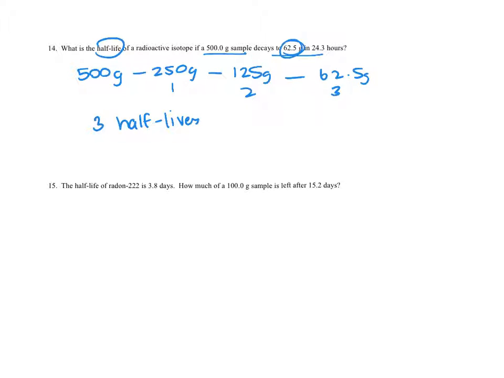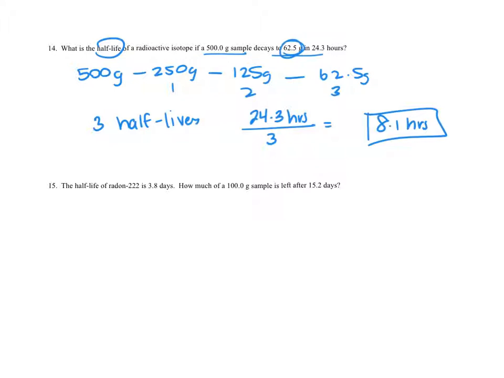So then what I do now is I take the 24.3 total hours and I divide that by the number of half-lives, 3, to get 8.1 hours as my half-life measurement. So again, notice what I did. I always take half, half, half, and count how many half-lives it gets to reach the designated amount. And then I'm either going to multiply by the hours if you're trying to get the total, or if you're trying to find the half-life, you take the total and divide by the number of half-lives.